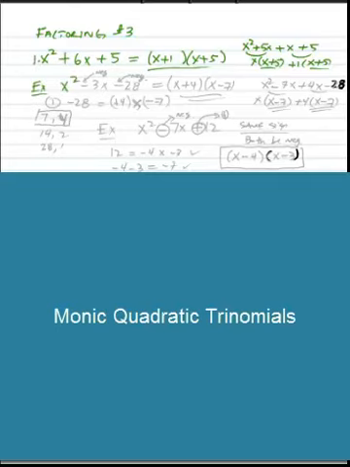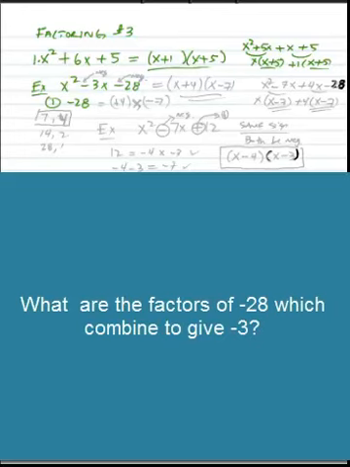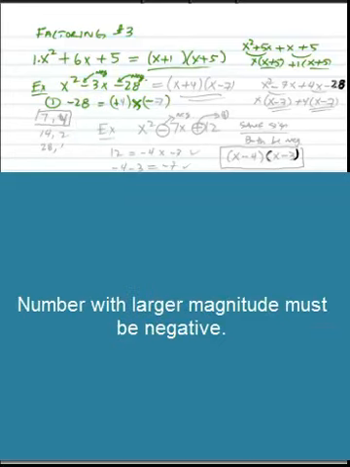x squared minus 3x minus 28. So the first step, remember, was looking at negative 28. Can you find the factors of negative 28 which combine together to give negative 3? And since this is a negative number, one of the factors has to be a positive and the other factor has to be a negative. So we have a positive number times a negative number is a negative. And now, since this is a negative number as well, that means the number that has greater magnitude has to be negative. 28 is 7 times 4.